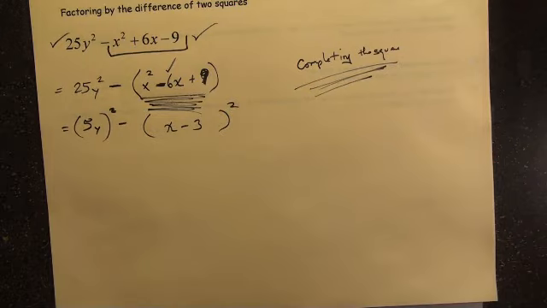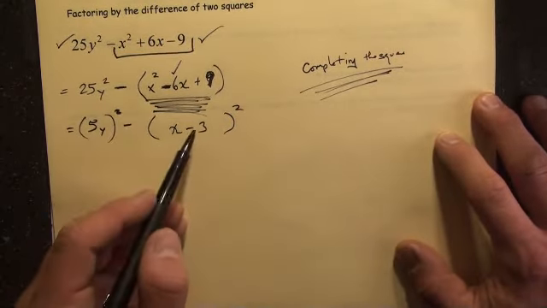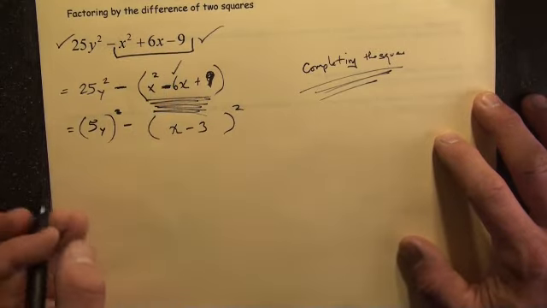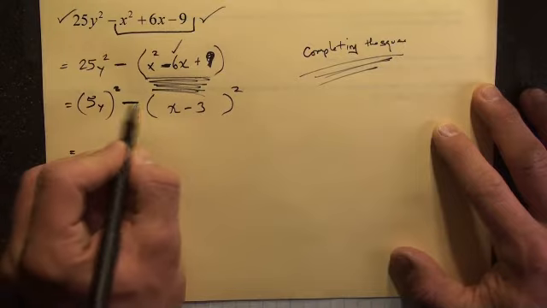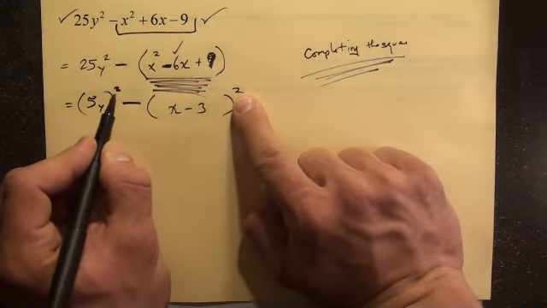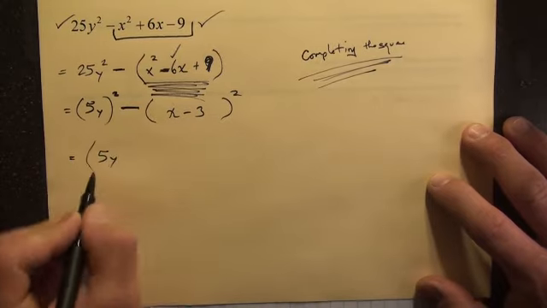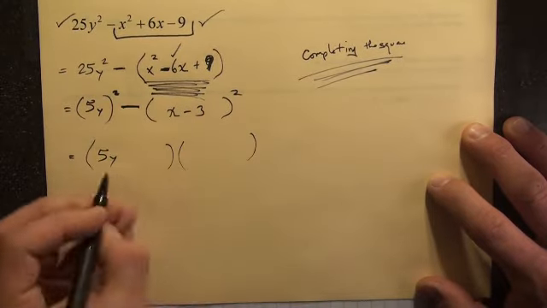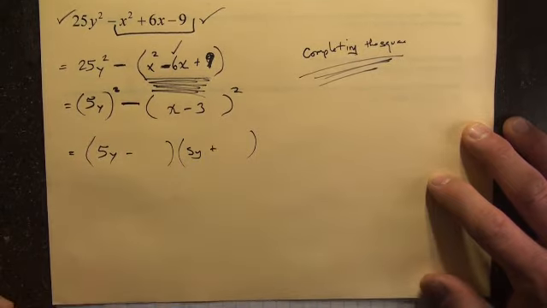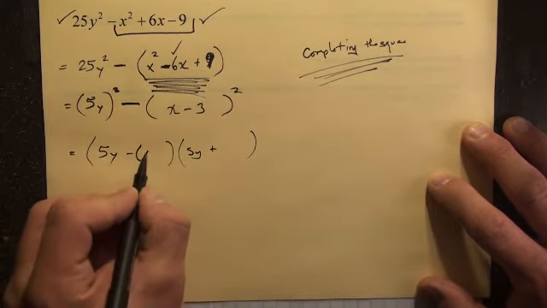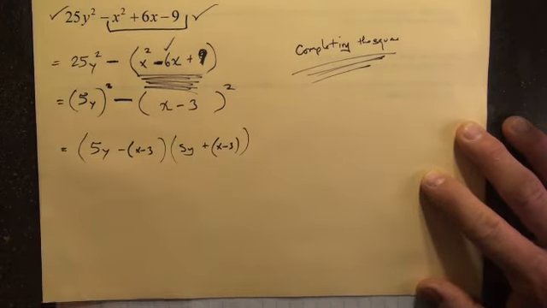And if you run the numbers out, you'll see. You can always check to see how to factor by completing the square if you don't like the videos I've had so far on this. And then now look at this. Difference of 2 perfect squares. So let me just call this 5y minus and 5y plus. 5y minus what? x minus 3. 5y plus x minus 3.